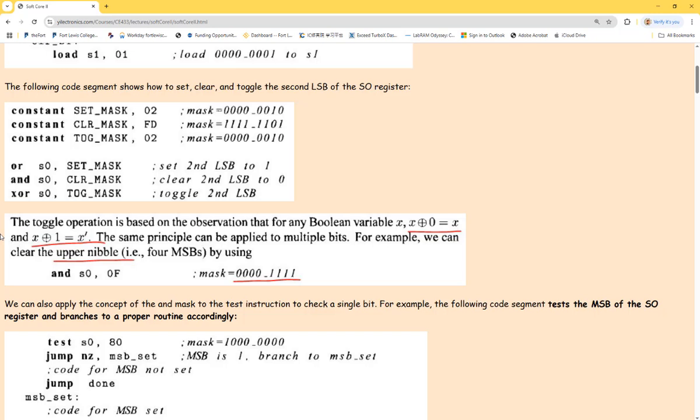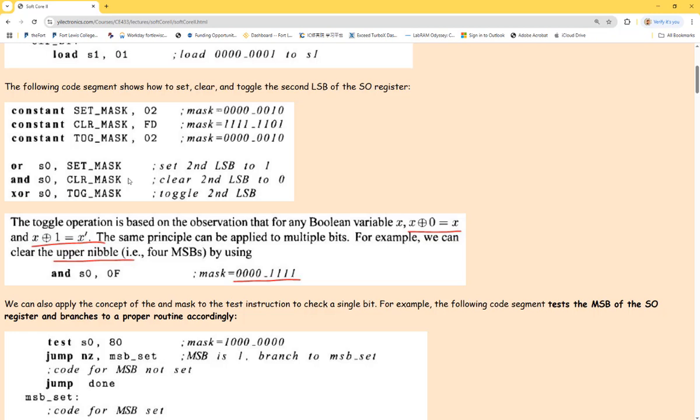It's like this one, the clear mask, okay? So if you are clearing that bit, you put a 0 there, but all the rest should be 1s. And then do an AND logic here. So it's going to clear that bit, and eventually that S0 will be updated.